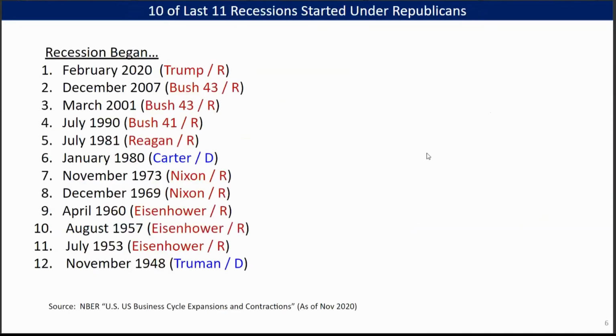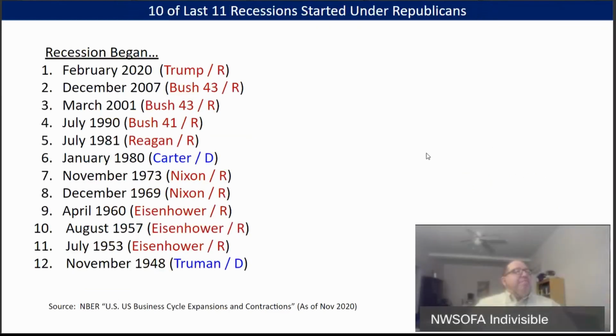Why do we get these kind of results? Mostly because recessions happen and start with Republican presidents. 10 out of the last 11 recessions started under Republicans. The last Republican president who did not have a recession was James Garfield, who served 6 months back in 1881 before he was assassinated.